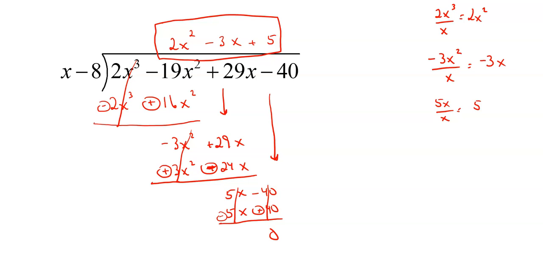Okay, not the most important part of this. This is mostly just going through the process and procedures, but if you want to know what it means when you get a remainder of 0, that's what it means.